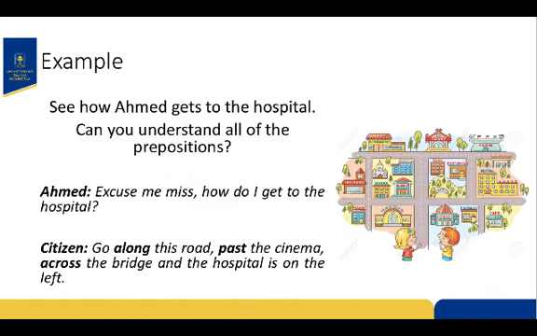Now, let's have an example of a conversation. Let's see how Ahmad gets to the hospital. Can you understand all of the prepositions to show the direction? For example, here, Ahmad asks, "Excuse me, miss, how do I get to the hospital?" The citizen may describe, "Go along this road, past the cinema, across the bridge, and the hospital is on the left."